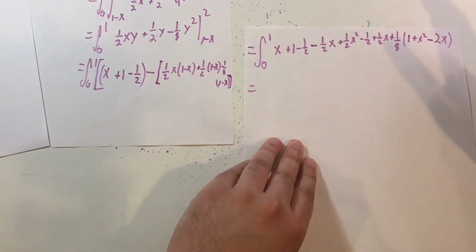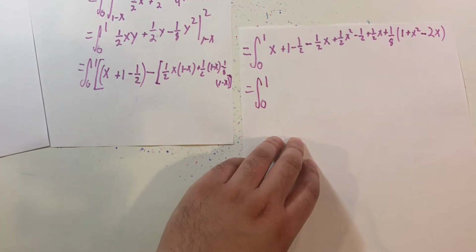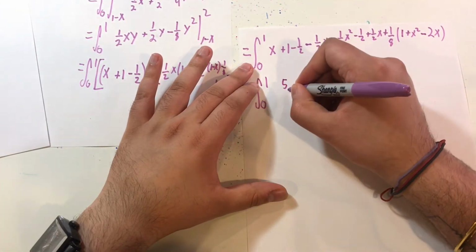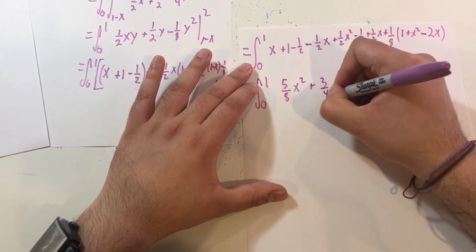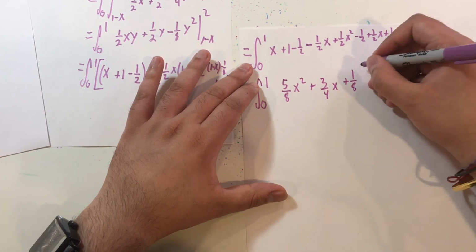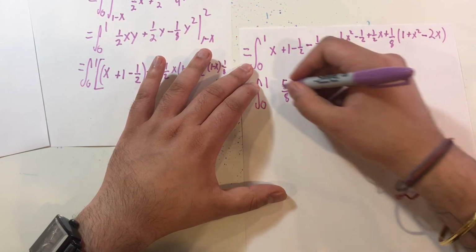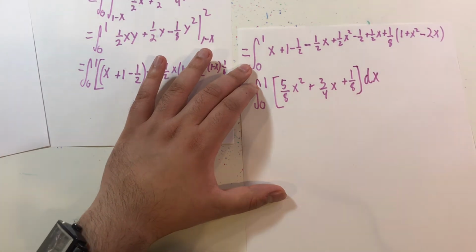If you want to skip ahead, go ahead. This is just kind of you watching me do algebra. 0 to 1. And now I'm taking the integral of 5 over 8x squared plus 3 over 4x plus 1 over 8. I should probably start doing, anytime I notice there's a lot of integration, I should probably do these out beforehand. But I think it's kind of nice for you to see me solve these out the way you would actually solve these out on an exam.